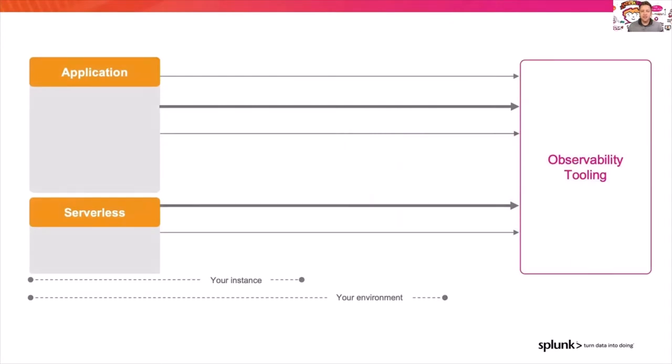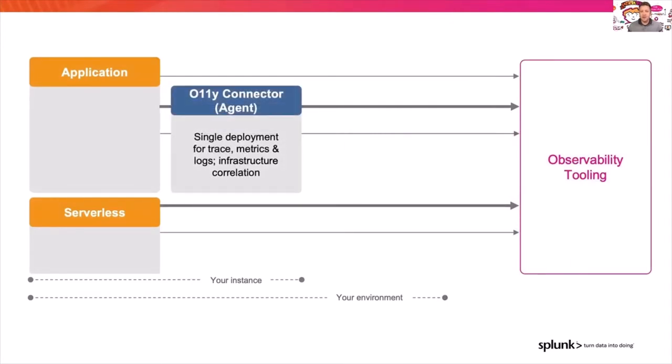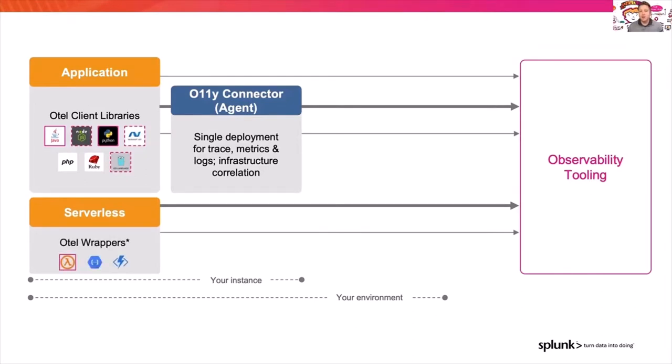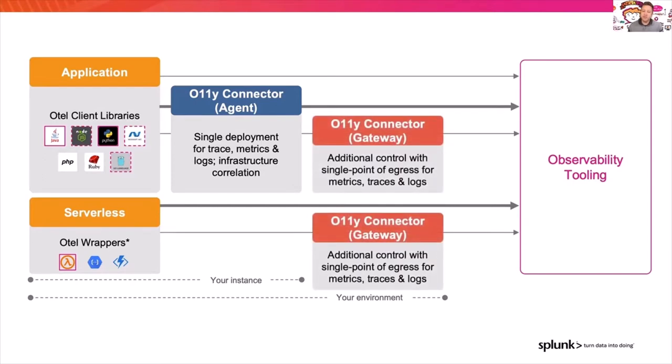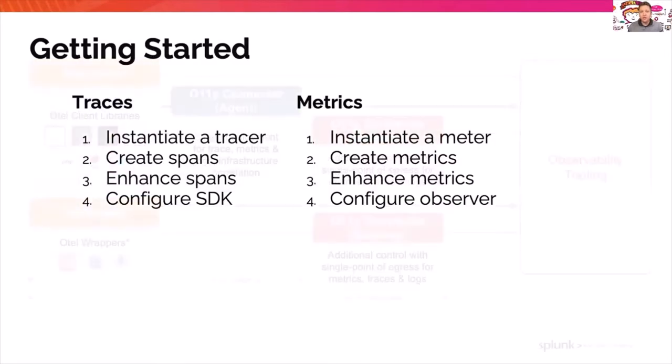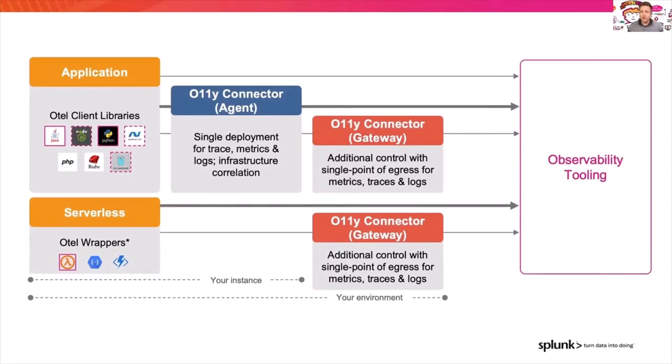So let's take another look at how this comes together. You have the agent, you have client libraries on the application level, or you're going to have tooling on the infrastructure level. We haven't yet talked about serverless. There might be certain wrappers around serverless, so you can get the telemetry data from serverless applications as well. And those are going to go through a gateway and eventually make it to your observability tool.